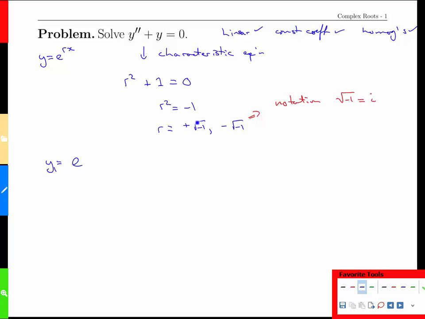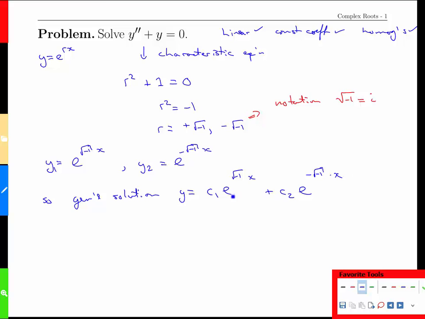y1 would be our first r value, square root of -1, times x. Our second solution would be the second root. It's a different non-existent number in some sense here, so negative root of -1 times x. And the general solution would look like y equals c1 e to the root of -1 times x plus c2 e to the negative root of -1 times x.